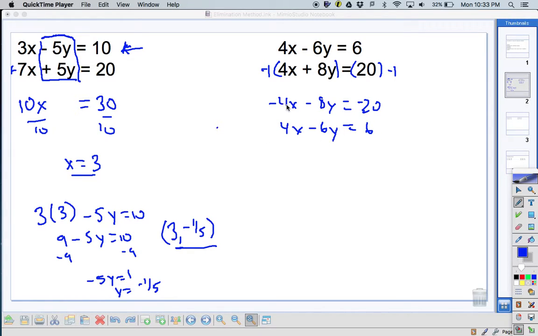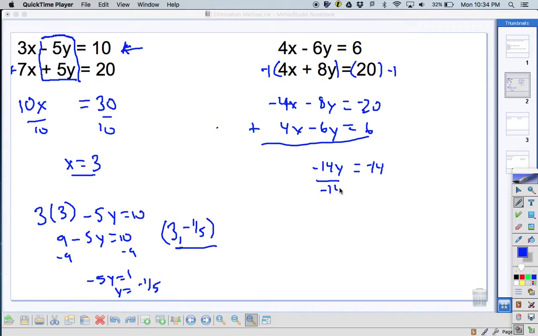And now, because I have a positive and negative, I can add. So now we can add like we were doing before. This still cancels. -8 minus 6 gives us -14y. -20 plus 6 gives us another -14. And now we can finish it. This is what we had before. So either method is okay. If this helps you, go for this way. If the other one was easier, go for that one.